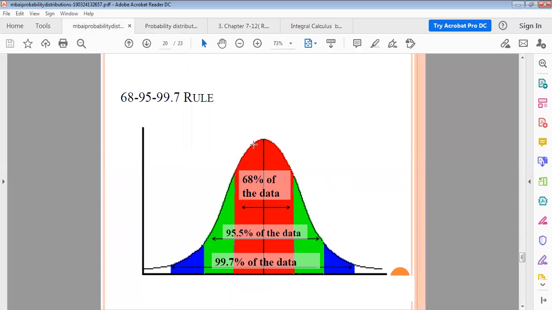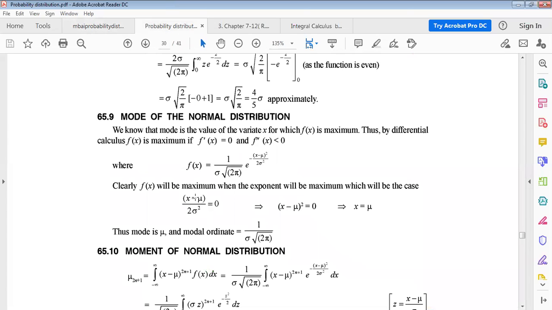To get the highest value of f of x, we have considered x equals mu. If you take x equals mu, then the exponent will be 0. That means the highest value gives the mode, and putting x equals mu here, we get x equals mu. So the mode is mu, and the modal ordinate, ordinate means value of y, and this mu is the value of x, the abscissa. Putting x equals mu here, we get f of x equal to 1 by sigma root over 2 pi. Understand?